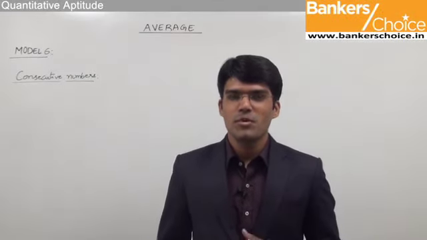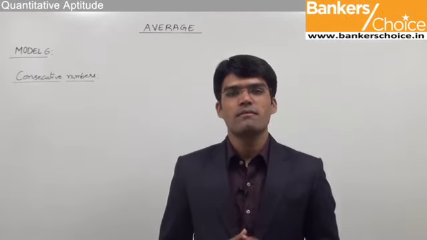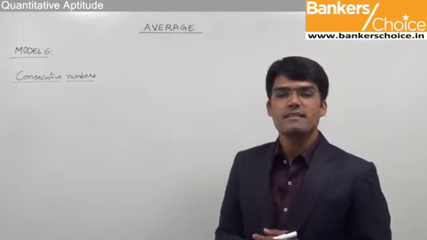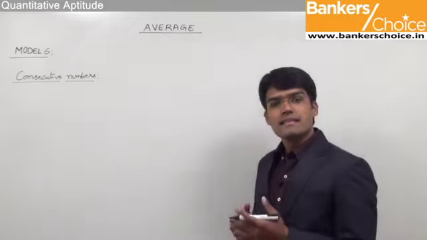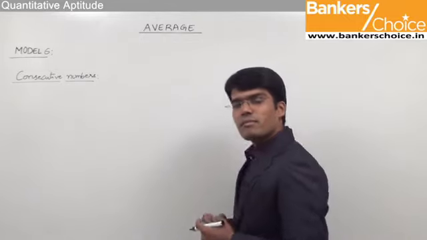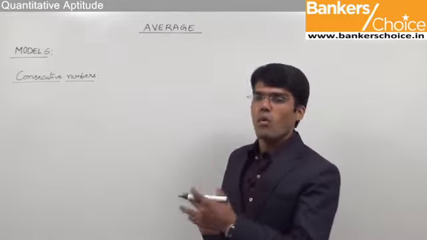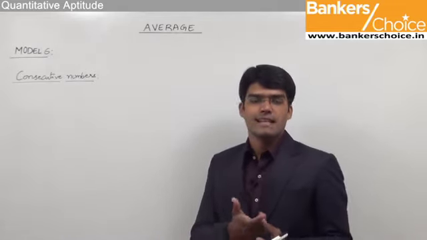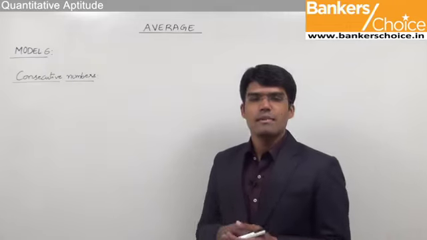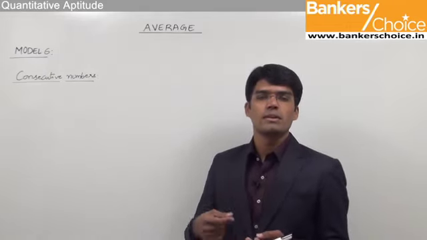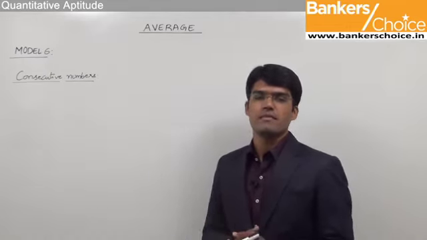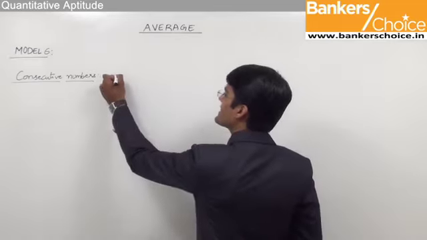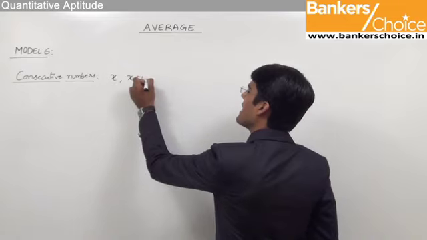Let us now take the sixth model from average, which is based on finding out the average of consecutive numbers. Let us first understand what we mean by consecutive numbers. Consecutive numbers are nothing but the numbers which come one after the other. For example, 16, 17, 18 are consecutive numbers, or for that matter 29, 30, 31, 32 and so on.